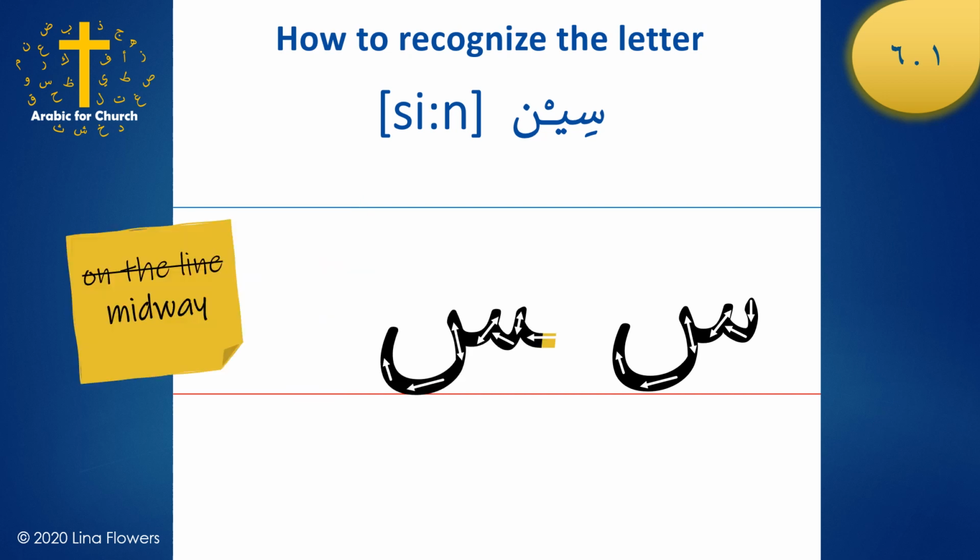If the last letter in a word is the letter Sin, the whole chunk of letters that are connected to each other are going to be raised above the red line, because Sin starts midway in the vertical space, and therefore it's going to retain its original shape when it comes in the final position.